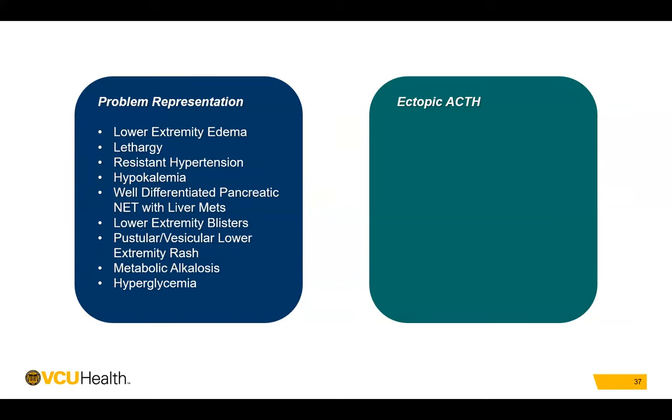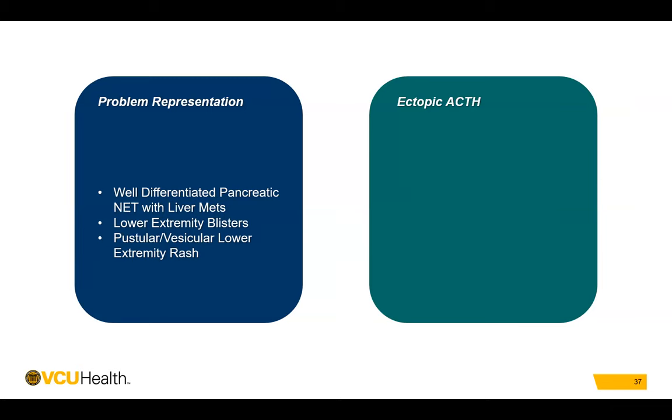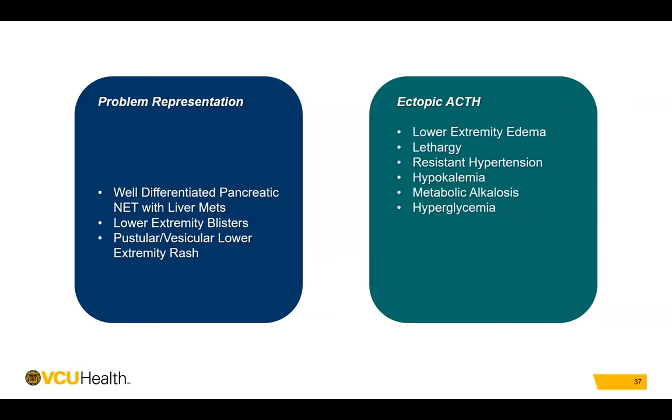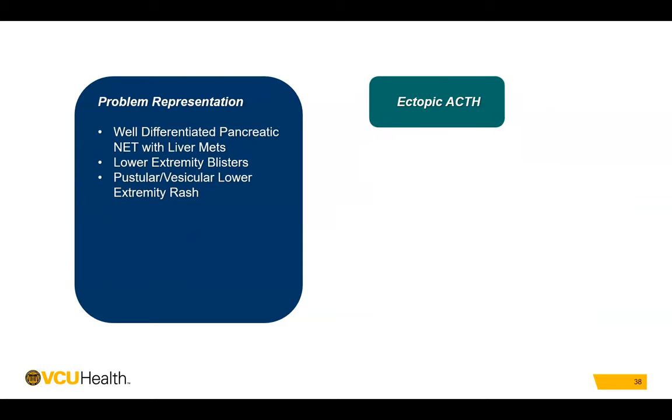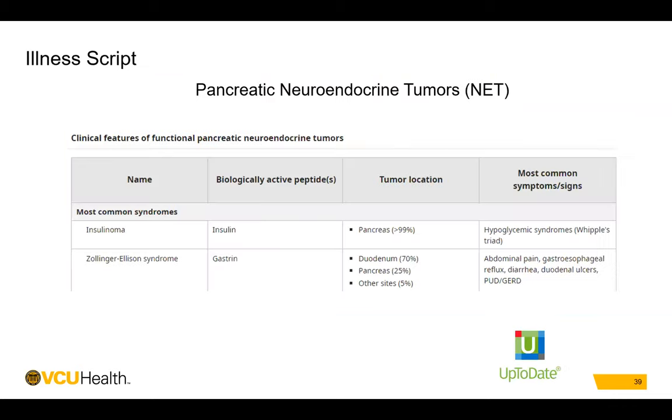So for now, I'm trying to pull some things out of my problem representation and figure out where to focus next. I took the things that fit with ectopic ACTH, moved them over, and sat them aside for now. So now I'm left with two things that I have nothing prepared for in my drawer of illness scripts: a well-differentiated pancreatic neuroendocrine tumor, as well as this rash. In an effort to avoid the rash as long as possible, I'm going to focus on the neuroendocrine tumor.